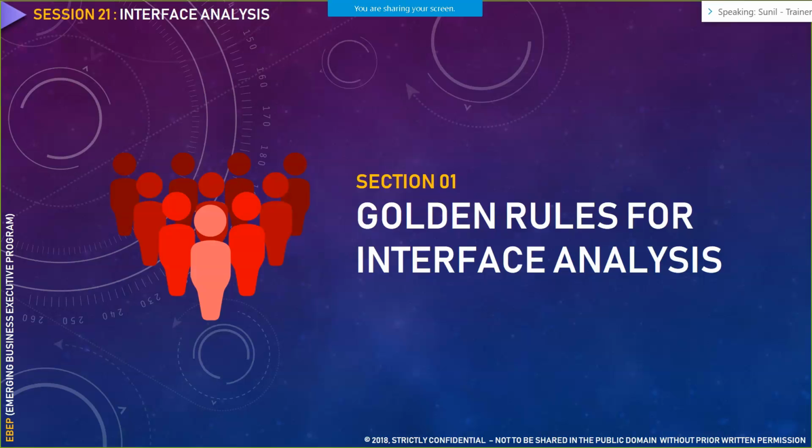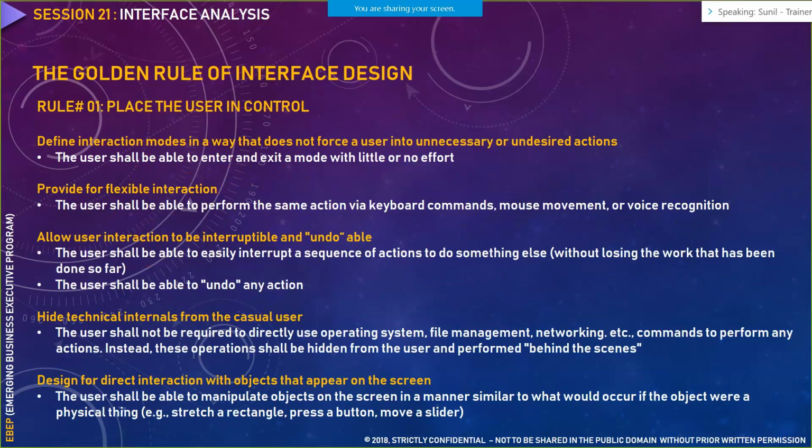Now, once you are done with that, you need to understand some of the golden rules for interface design, like placing the user in control. You need to define the interaction modes in a way that does not force a user into unnecessary or undesired action. So you have to avoid those things which confuse the user. You need to think from a user perspective over there.